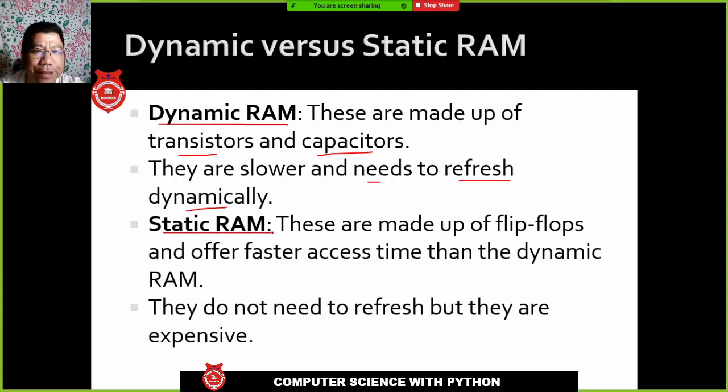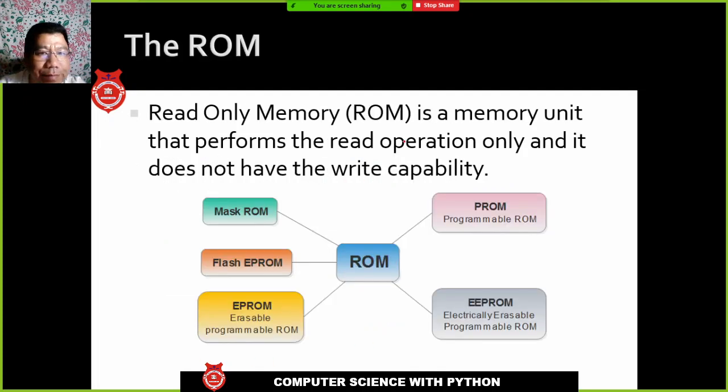We also have static RAM. Static RAMs are made up of flip-flops. What is a flip-flop? I'll not explain. Just know that flip-flops are electronic components that can store some data. They offer faster access than dynamic RAM, and they do not need refresh. Therefore static RAMs are commonly used nowadays, even though they are a little bit expensive.